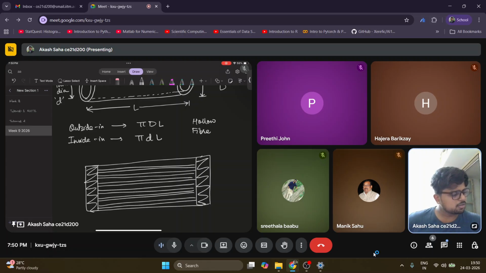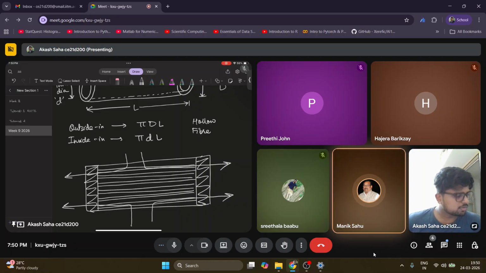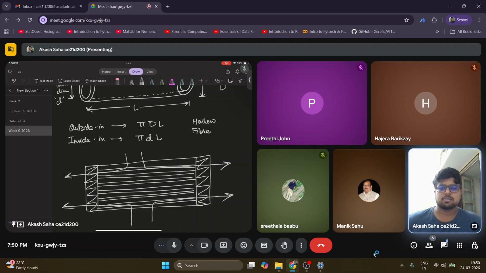So what will happen? The water will flow through this membrane and it will come out like this. Okay, it will flow through this, come out like this. Sir, just like a condenser. Yeah, you can say. Okay, so the configuration is like this.